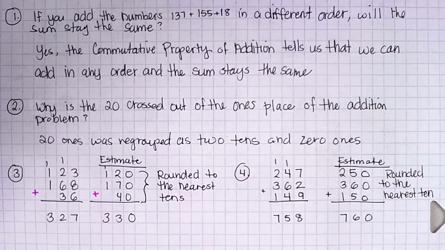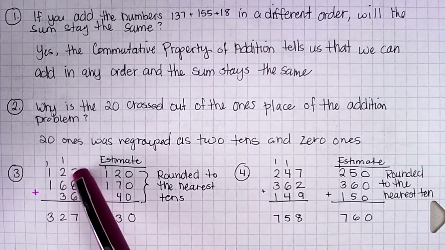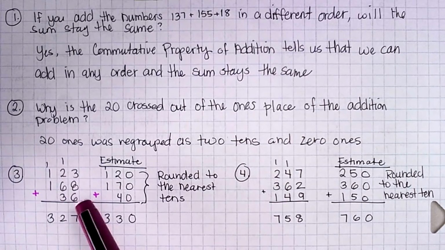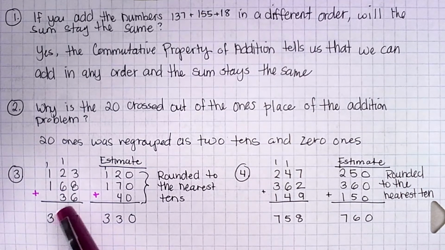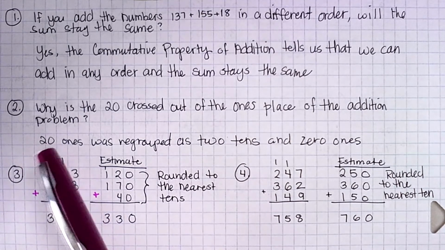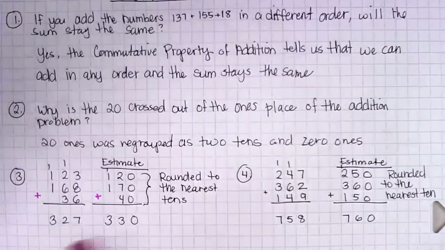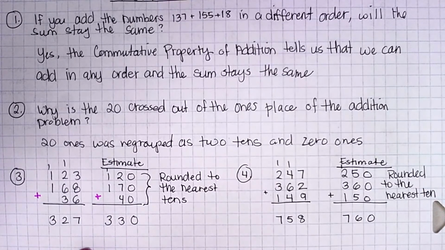Now, when I went to do my regular addition, 3 plus 8 plus 6 gave me 17. So I put my 7 and I carried my 1. 1 and 2 is 3. 3 plus 3 is 6. 6 plus another 6 is 12. So I put my 2 and I carried my 1. 1 plus 1 plus 1 is 3. So 327 was my actual answer. That's very close to my estimate of 330. So I know my answer is correct.